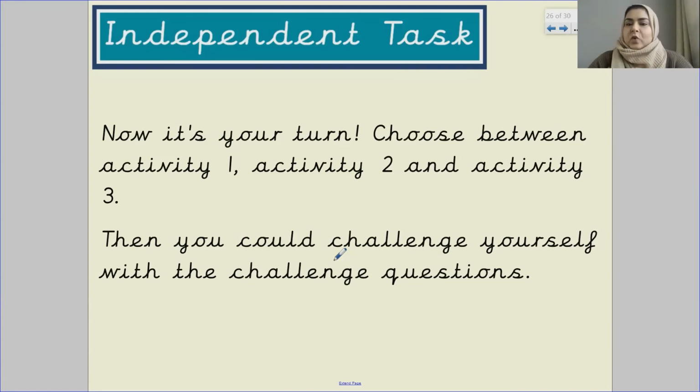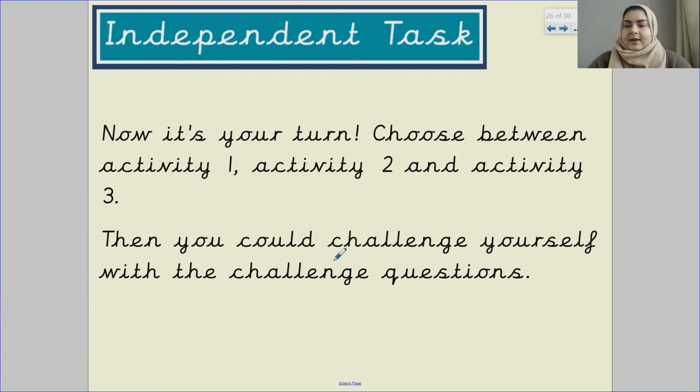Now, if you are a child in class that I challenge, or I give you extra challenges, can you please do activity 3? Okay, you should not be doing 1 and 2. So if you are a child in class who I challenge, who I give extra challenges to, you should be doing activity 3.